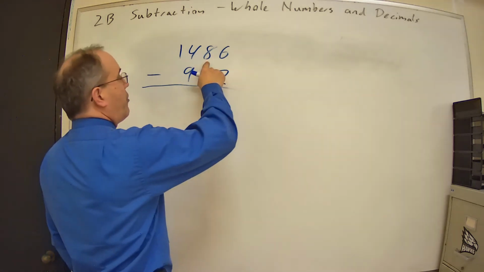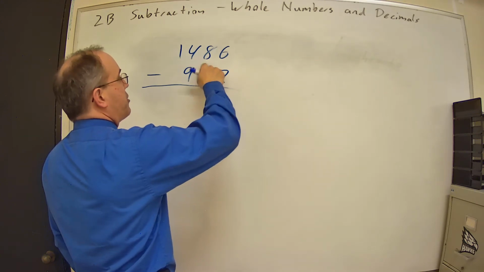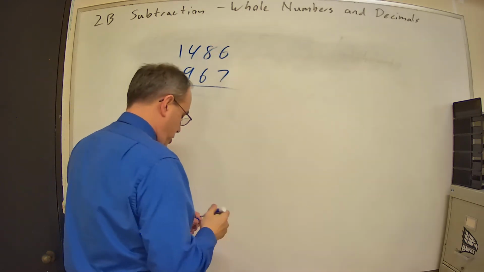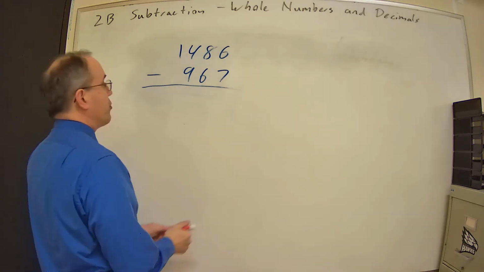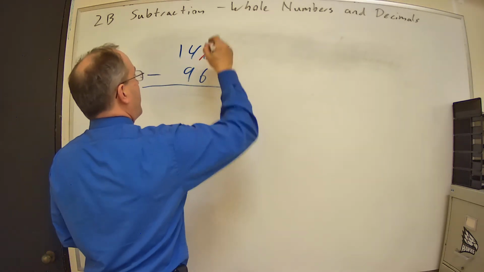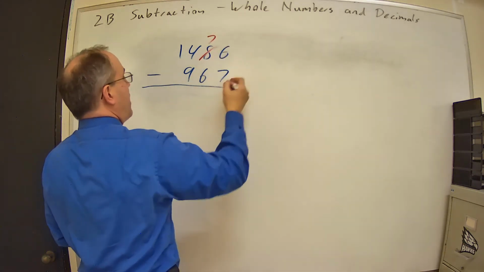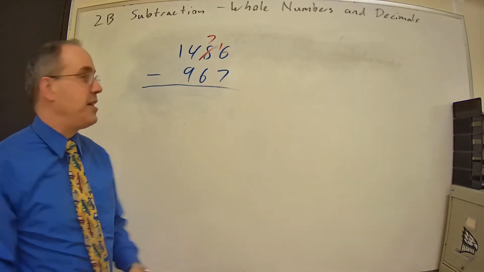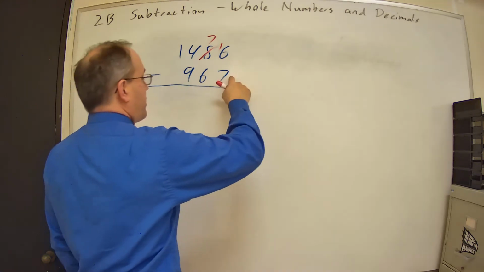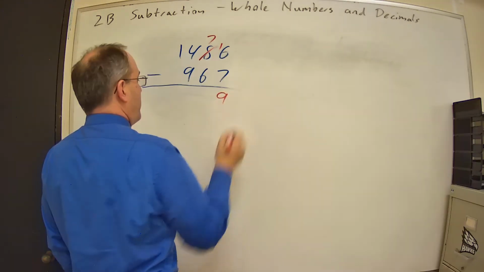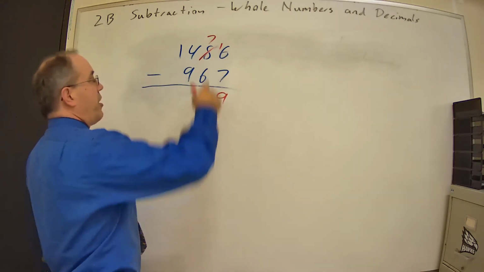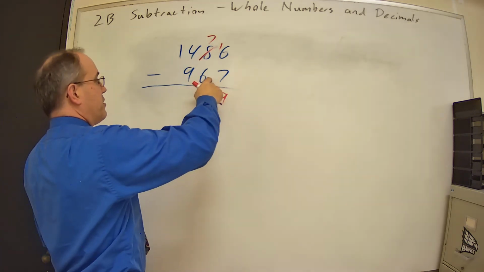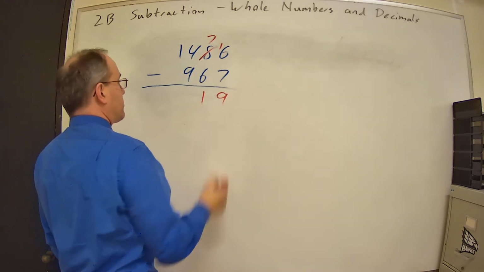I'm going to take 1 away from this 8, which is going to turn it into a 7. And I'm going to switch colors just so this is more visual here. So I'm going to take that 8 and turn it into a 7, and I'm going to give that 1 over to the 6, which now makes it 16. 16 minus 7 is 9. So now I have 7 minus 6 is 1.